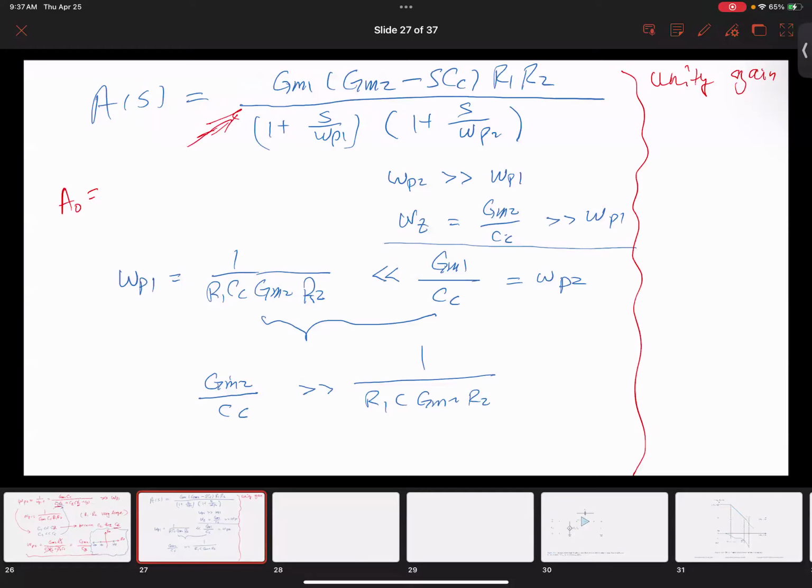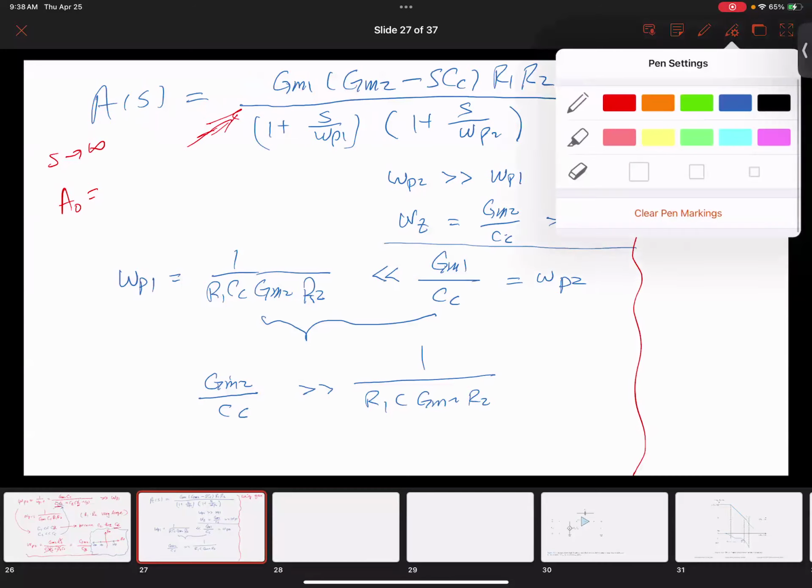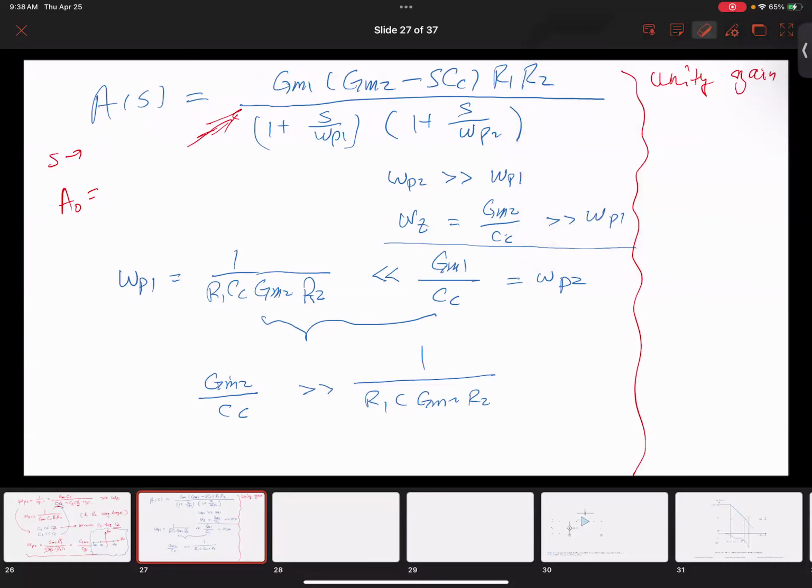So basically, when S approaches infinity, gives you the high frequency response. But in this case, when S is small, this can be neglected, this can be neglected, this can be neglected. So you get this gain to be GM1, GM2 times R1 times R2. So this is exactly what we got for the middle band gain, right?